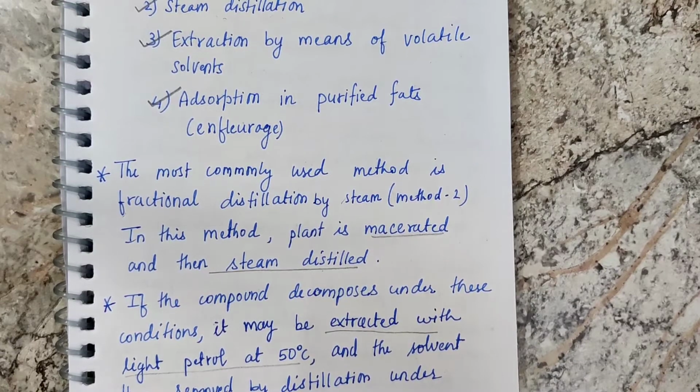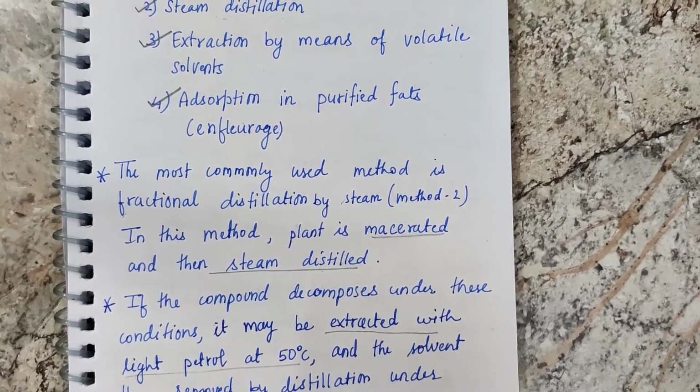What happens is, in light petrol you put your plant, and the terpenes or other molecules, not only terpenes, other molecules which are also soluble in petrol, will come into the petrol. Now this petrol has your desired compound.